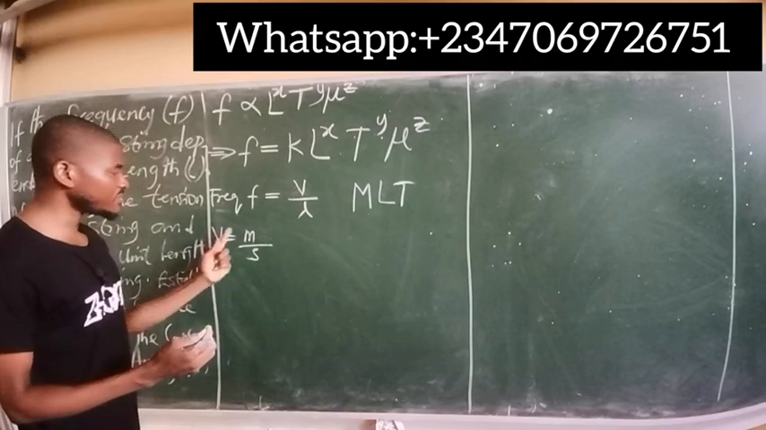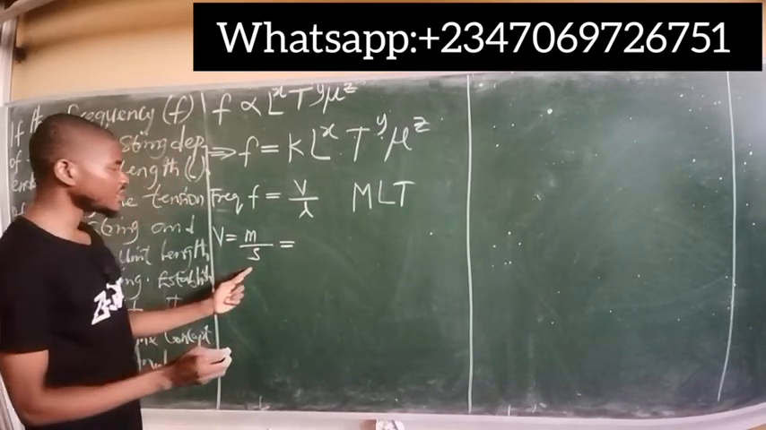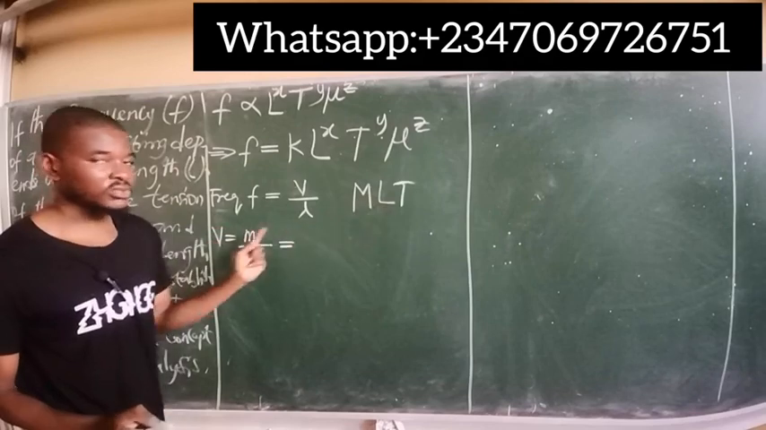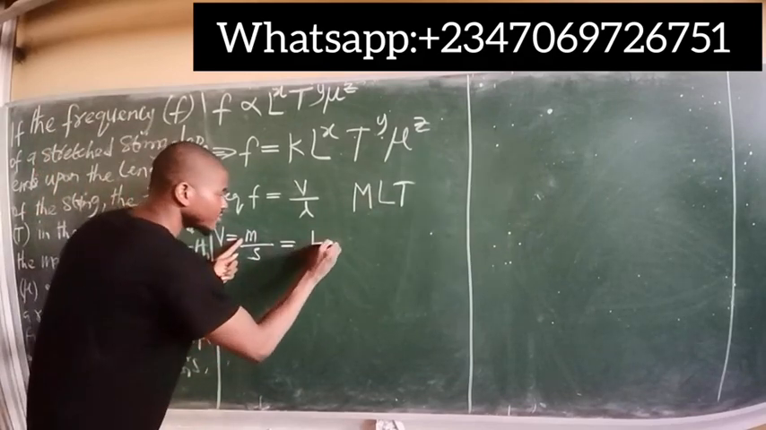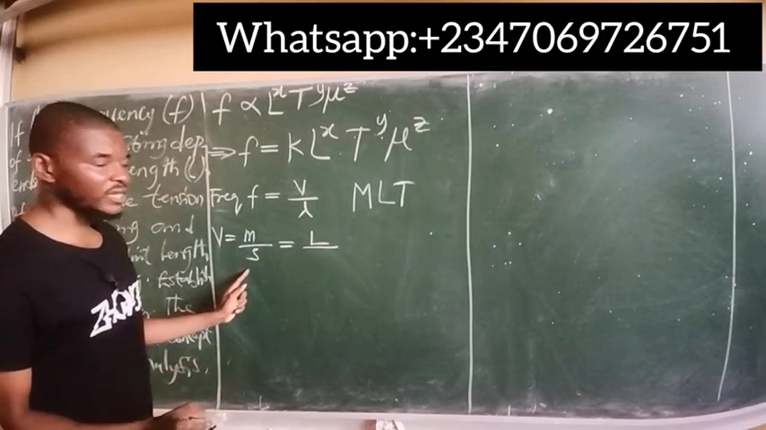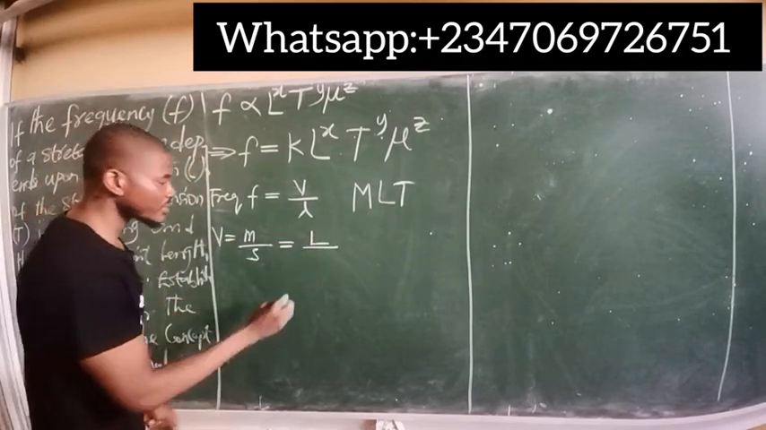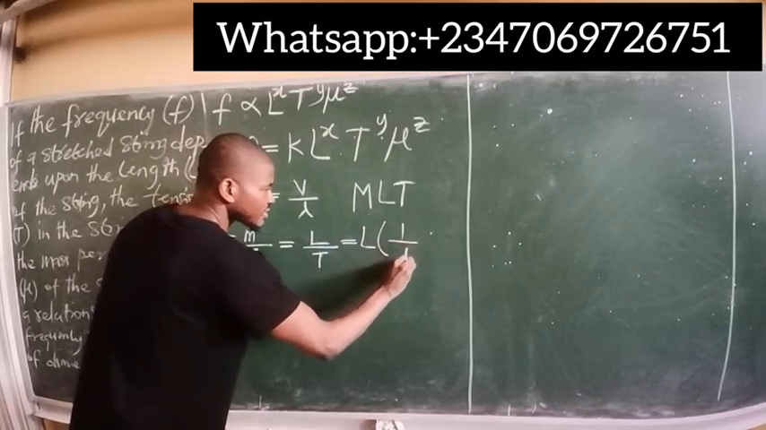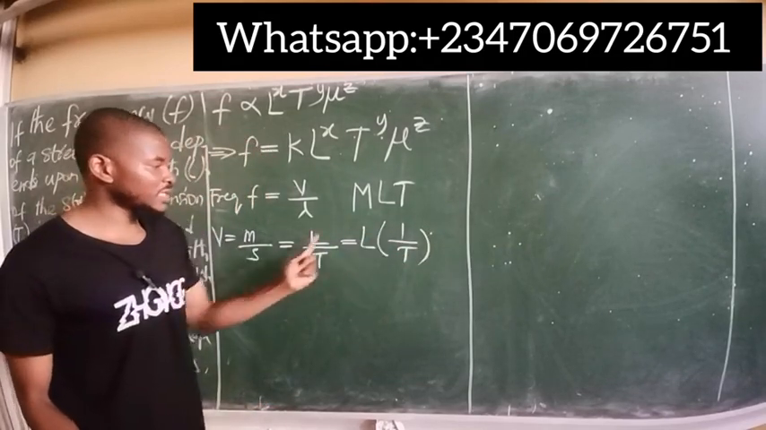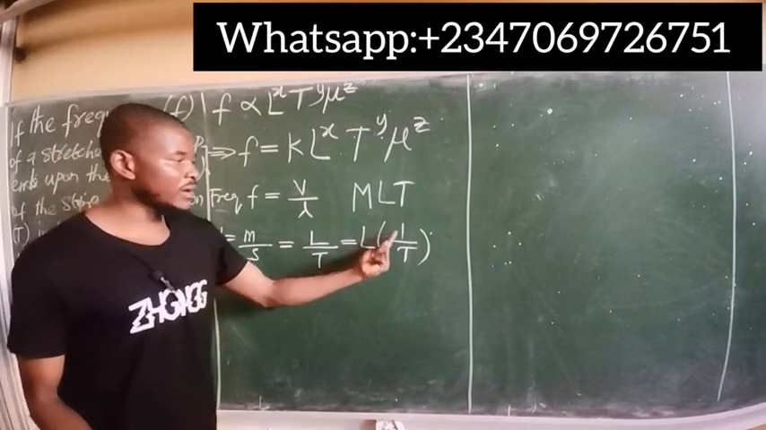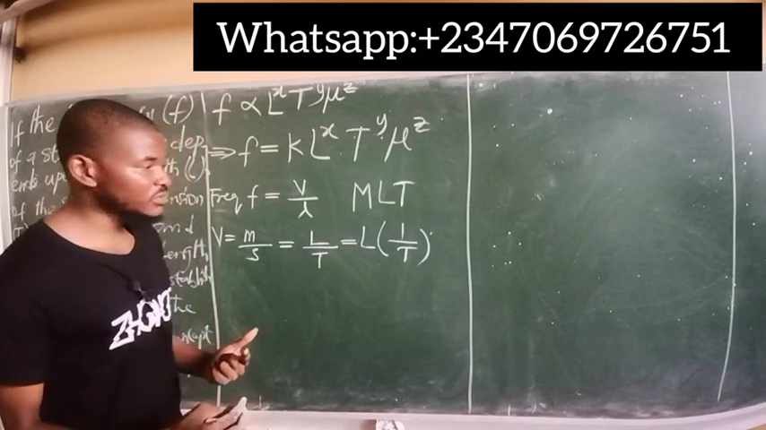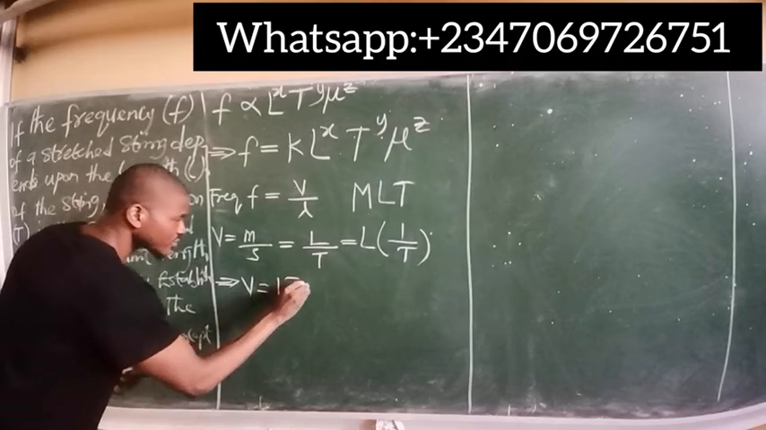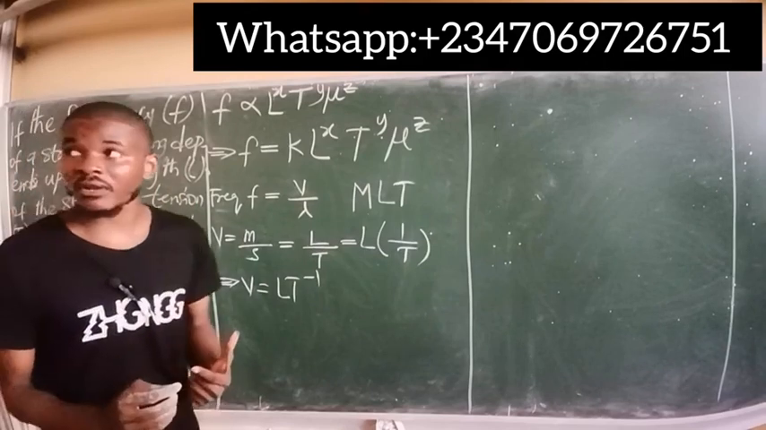So the unit of velocity is meters per second. This implies that meters is dimensioned by L, and seconds, the unit of time, is dimensioned by capital T, so that becomes L all over T. You can simply write this as L times 1 over T. And by indices, 1 over T can be written as T to the power of minus 1. So this implies that the dimension of velocity v is L T to the power of minus 1.